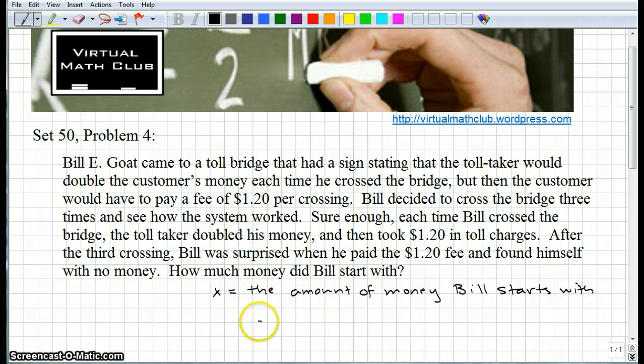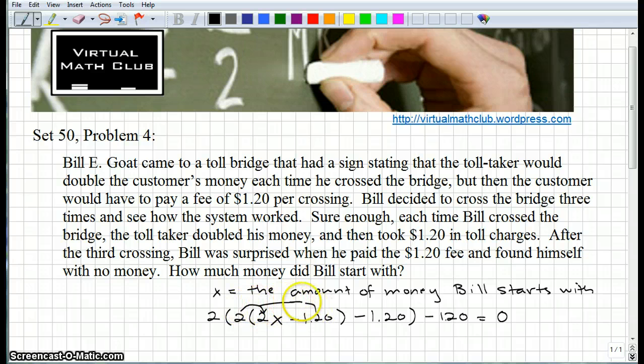And then we could say, well, okay, so he starts with x, and the toll taker on his first crossing doubles his money and then takes $1.20. And on the second crossing, he takes that, doubles it, and takes $1.20. Okay? And then the third crossing, he doubles the whole thing and takes $1.20, and then we know that at the end, Bill has $0. And then we can just solve that equation. It's not too bad. So, we can distribute this 2.